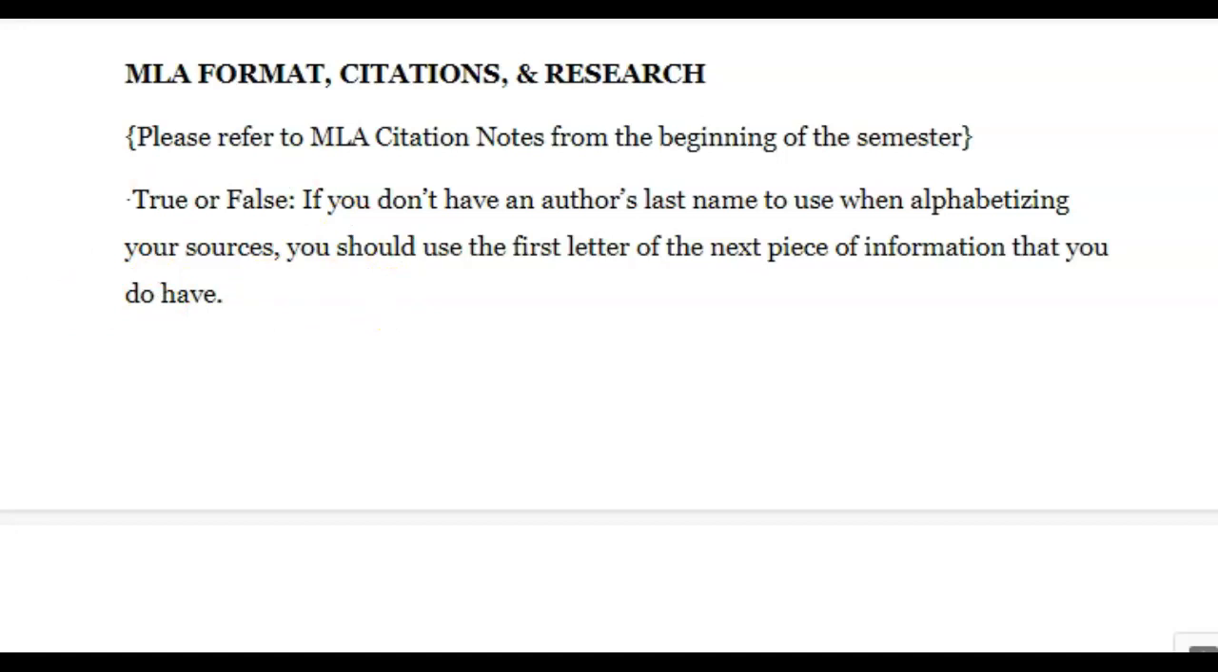If you don't have an author's last name to use when alphabetizing your sources, you should use the first letter of the next piece of information that you do have. That is going to be true because if you don't have an author's last name, you go to the next part of the citation, which is probably going to be the title of the source you're using. And so, yes, you would use the first letter of the next piece of information that you do have.